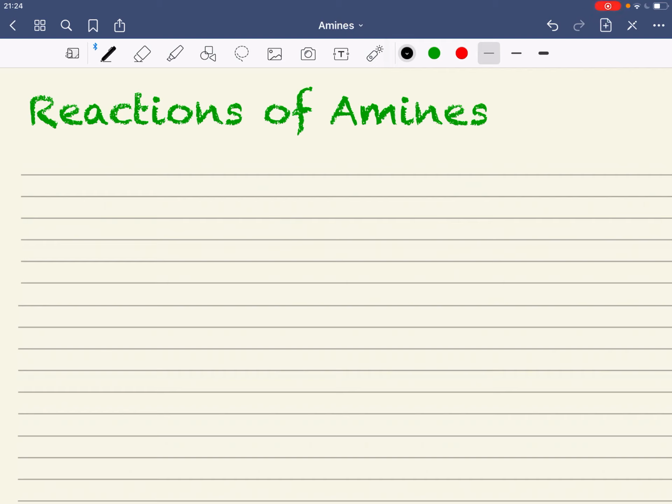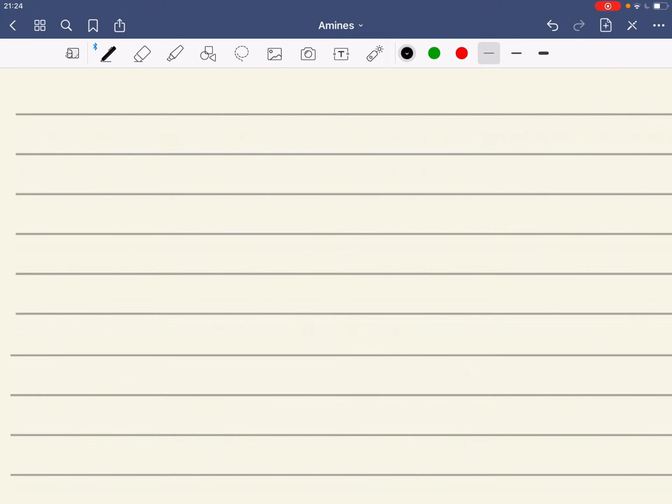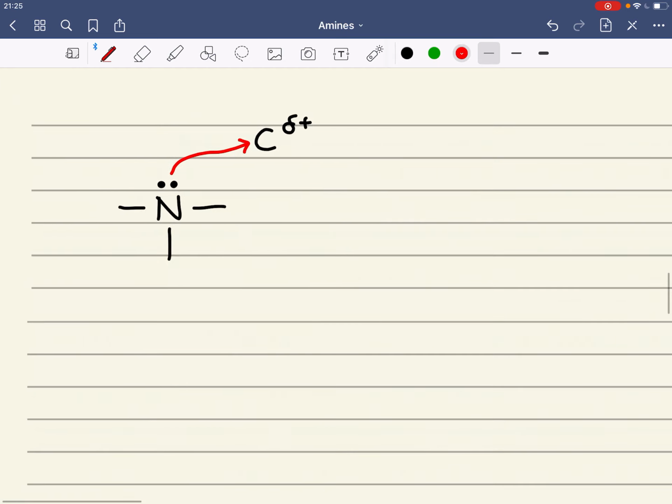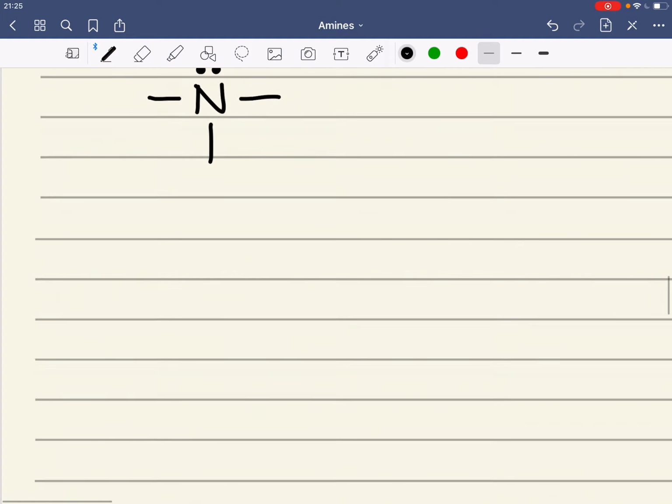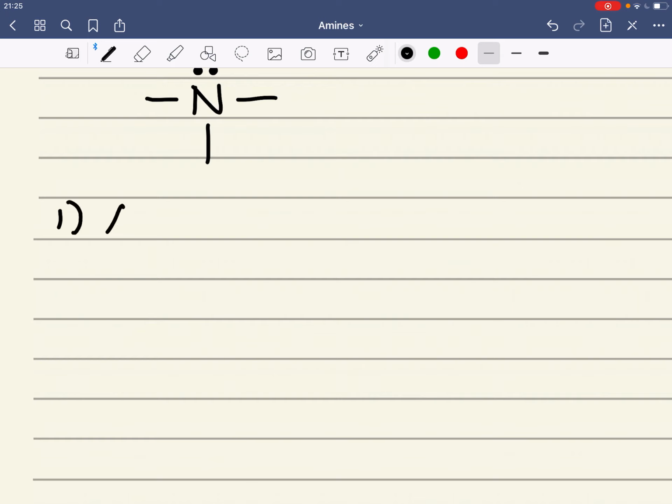Here we're going to take a look at the reactions of amines, specifically the reactions of amines as nucleophiles. When amines react as nucleophiles, they use the lone pair on that nitrogen to form a bond with an electropositive, a delta positive carbon. And that delta positive carbon could be in a variety of different compounds. The first one of those is halogenoalkane.